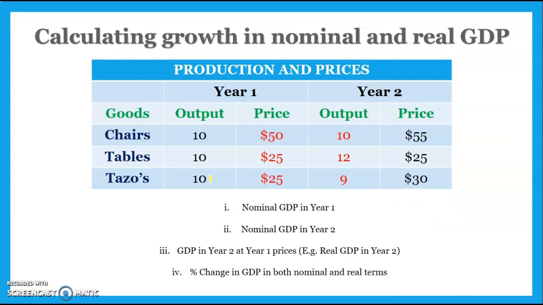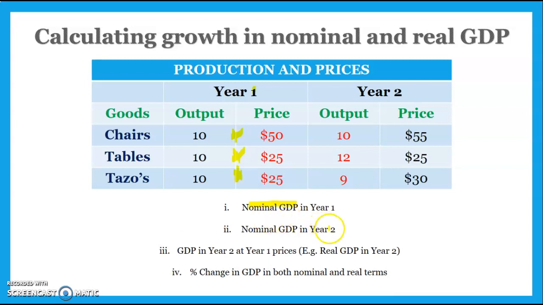So here's a bit of an example of the differences between nominal and real GDP. For nominal GDP, you just calculate the total value of production in that given year. So in year 1, the output of chairs, tables, and tazos is 10 of each, and you just multiply that by the price of each of them to get your total value. So your total value of chairs is 500, your total value of tables is 250, and your total value of tazos is 250 as well. So your GDP is 500 plus 250 plus 250, which gives you a figure of 1,000.